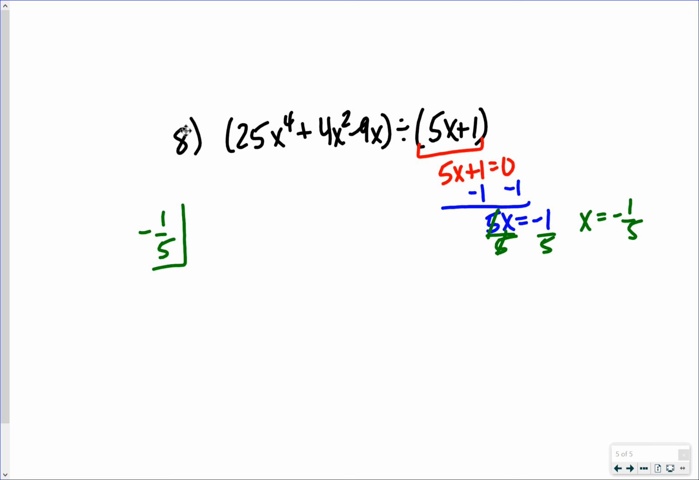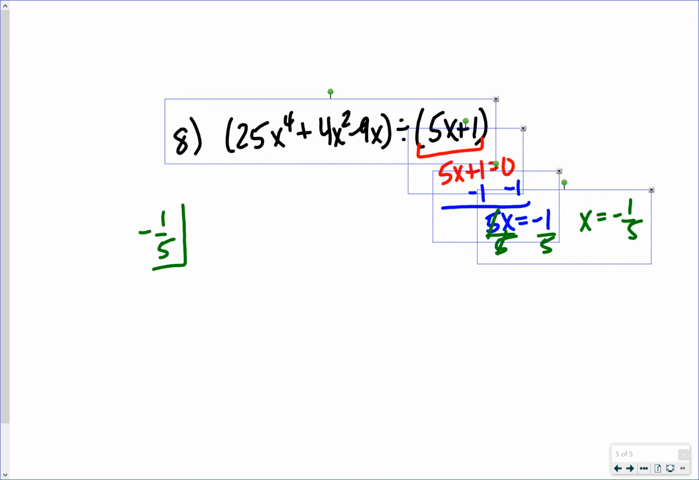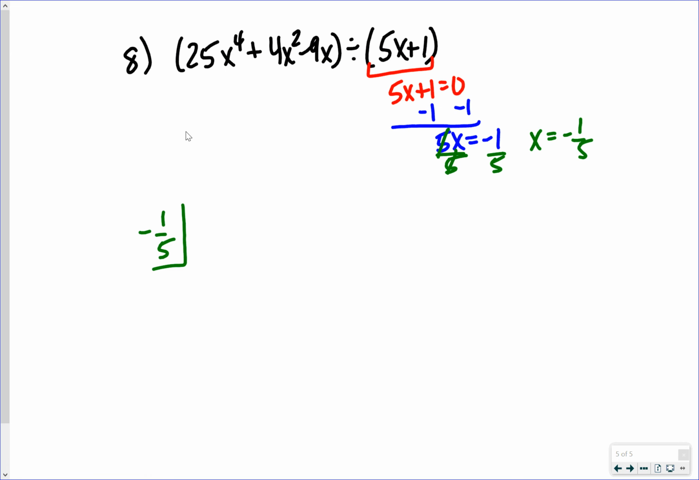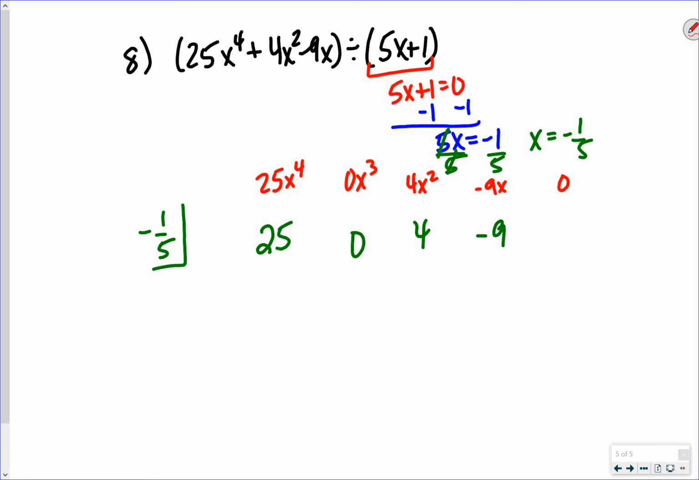Across the top is whatever my coefficients of my expression are. In front of my x to the 4th is a 25. In front of my x cubed, there is not an x cubed, so I'm putting a 0. In front of my x squared is a 4. In front of my x is a negative 9. And then I have no constant, so in place of my constant is a 0. Skip a line, draw a line.